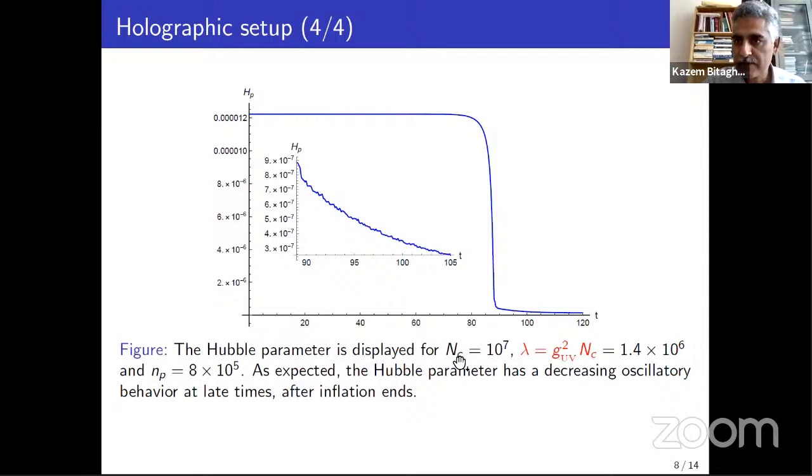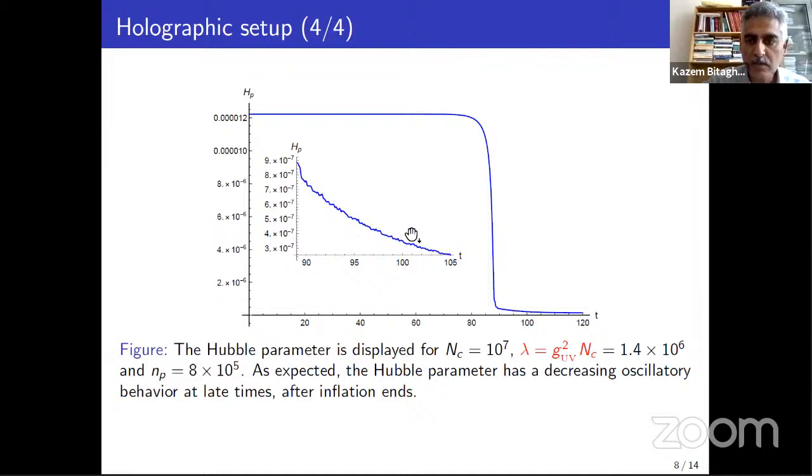But we have to fix the number of colors here to be 10 to the power 7, and we introduce the 't Hooft coupling, which is g squared UV times the number of colors. We chose it to be this number. Also, another parameter in the theory comes from the Planck mass, which we scale quantities with. And N_P equals this number.